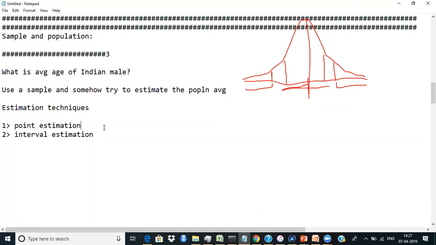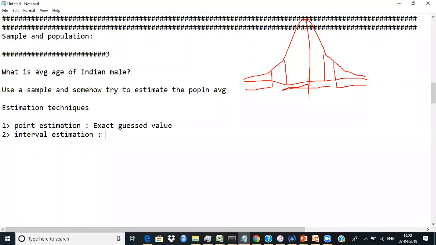So point estimation is trying to give you an exact guessed value, right? Remember, it is a guessed value. It might be true, might not be true. See, whenever I ask you about the average age of Indian male, whatever you tell me is your best guess, right? It might be true, it might not be true. Think about exit polls, right? Exit polls are often true, often they are not true, because they are based on a sample. Make sense? Okay.